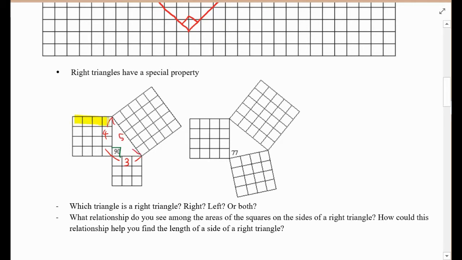And let's find out the area of each square. I want you to count the boxes. How many boxes do you have here? So 1, 2, 3, 4, 5, 6, 7, 8, 9, 10, 11, 12, 13, 14, 15, and 16. So you have 16 boxes here. How many boxes do you have here? You have 9 boxes. And how many boxes do you have here? So count it. If you count it, you have 25 boxes.